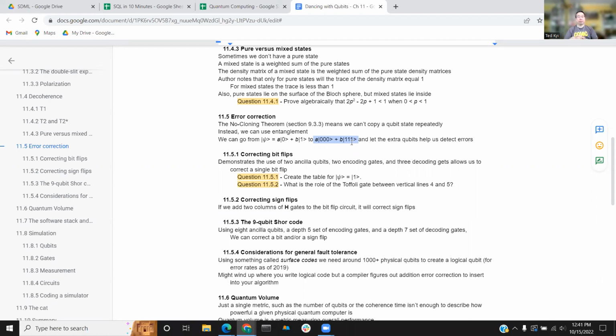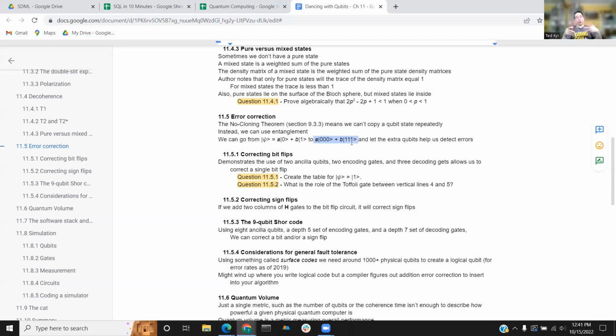Section 5.3 shows that with 9 qubits, so 8 extra ones, you've got a set of different gates. The depth is 5 on the encoding side, and the depth is 7 on the decoding side. So quite a few more gates. But then you can correct for the possibility of either a bit flip or a sign flip, or even a bit flip and a sign flip, and it'll correctly detect this. So I believe the author mentioned that there's a more complex way of doing it that only requires 5 qubits instead of 9.